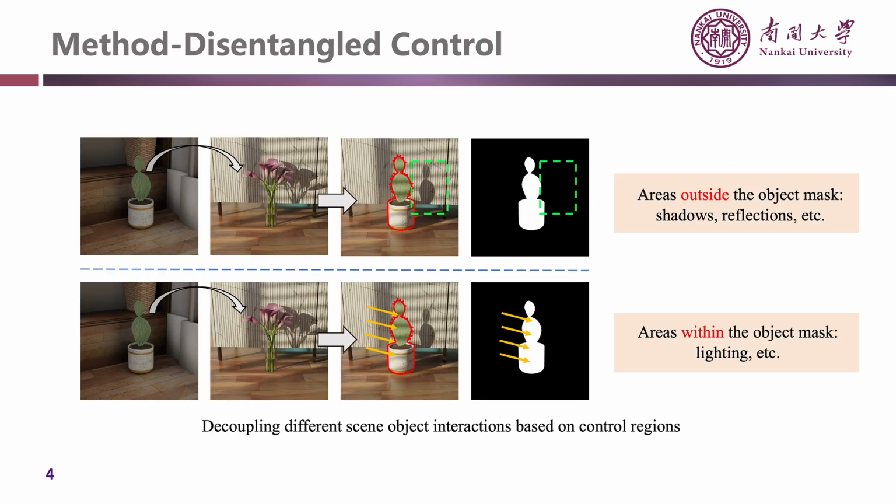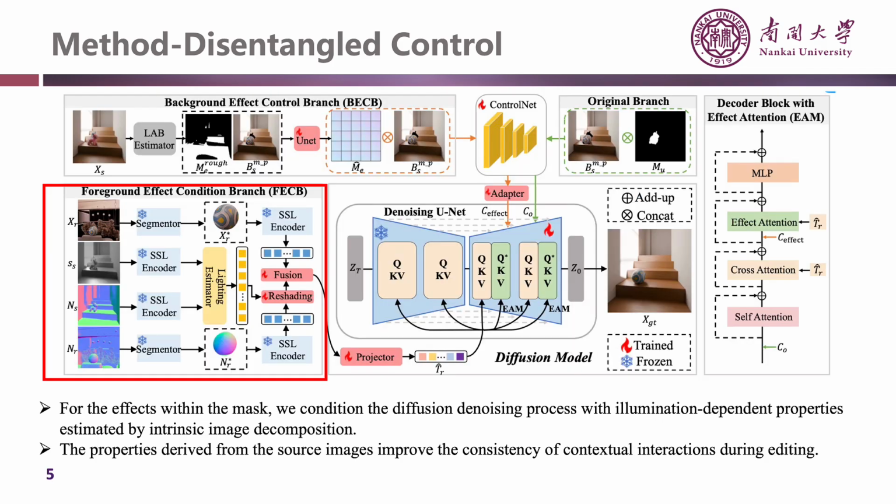To cover most contextual interactions of the object on the scene, we divide them into two aspects based on affecting regions: effects on the foreground within the mask, such as lighting; effects on the background outside the mask, such as shadow and reflection. We use disentangled control signals to guide respective editing processes in the diffusion model. For the effects within the mask, we condition the diffusion denoising process with illumination-dependent properties estimated by intrinsic image decomposition. These properties derived from the source images improve the consistency of contextual interactions during editing.